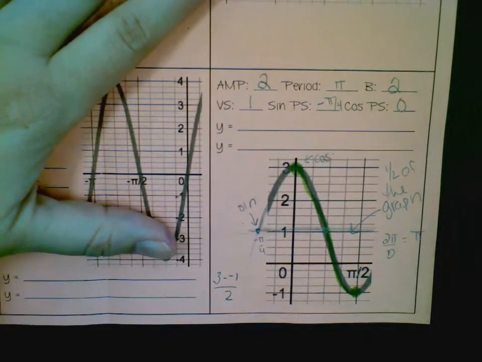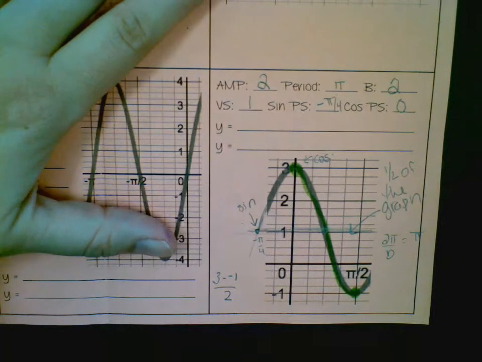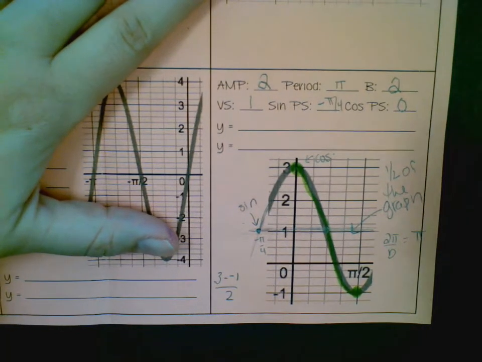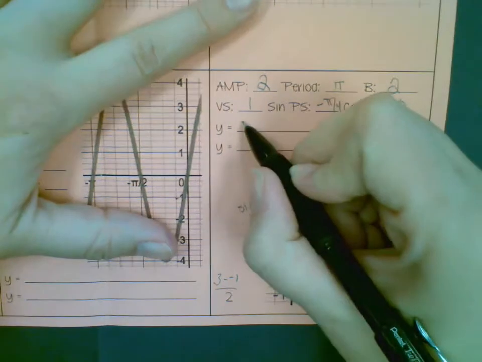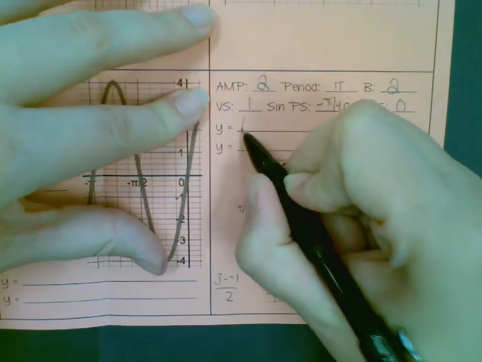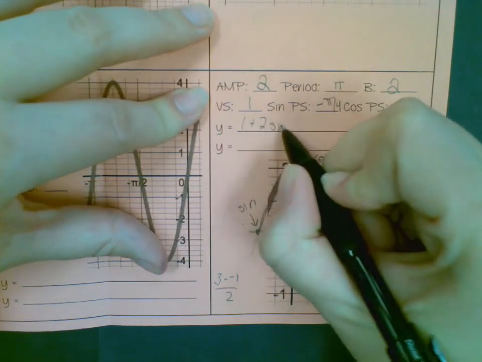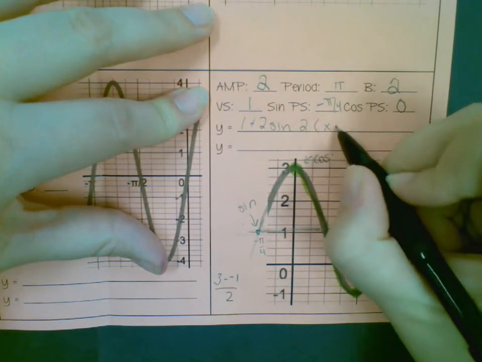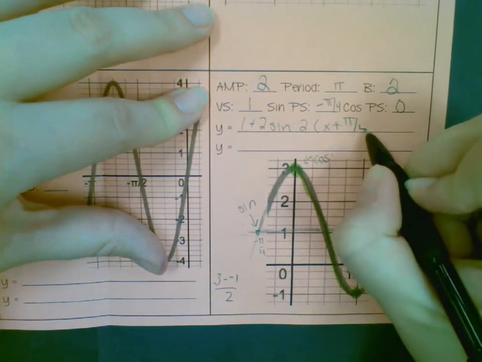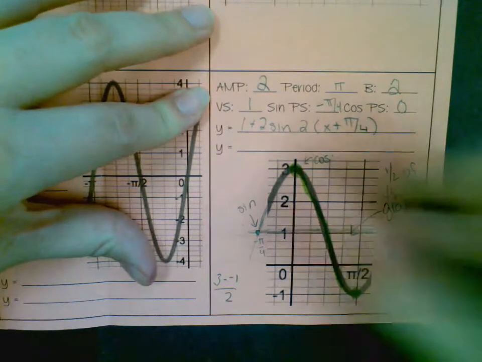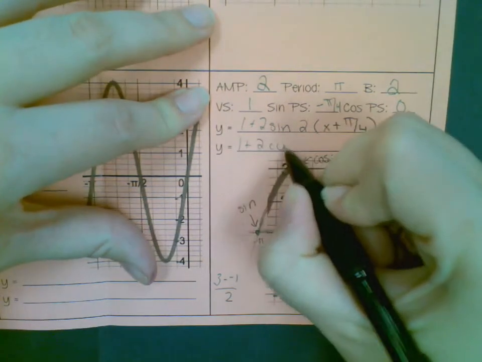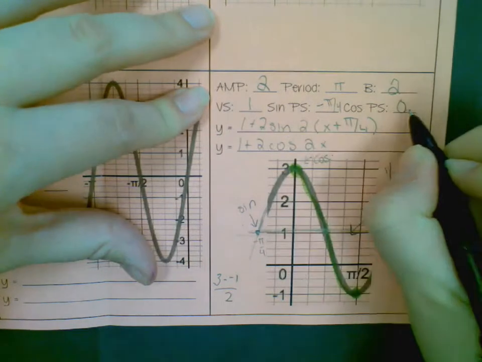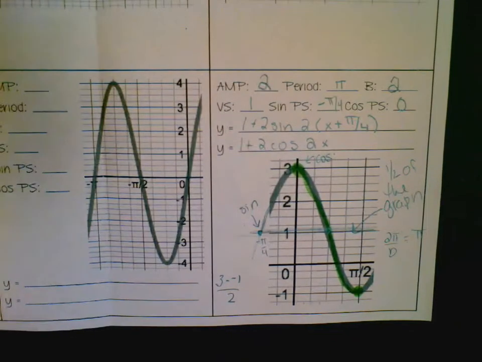Okay, so remember y equals c plus a sine b parentheses x minus d. So c plus a sine b x minus, so minus a negative is going to make it plus. So mostly the same for cosine, except since our shift is 0, I'm just going to not put the parentheses.